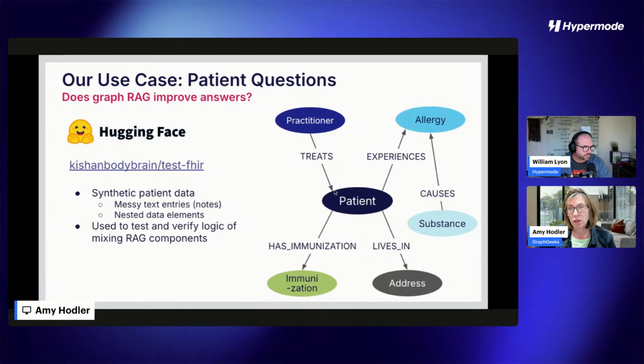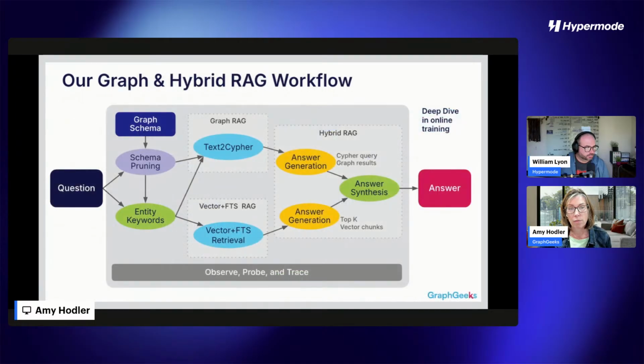So we did a use case using patient data. This is a link to where we pulled the data from. This is the schema that we developed: practitioners, patients, allergies, substance, locations, whether they have immunization. So kind of what you might think of as a classic. We like this because the data was actually pretty messy in the entries, so we could use the LLMs to test out some of our theories.